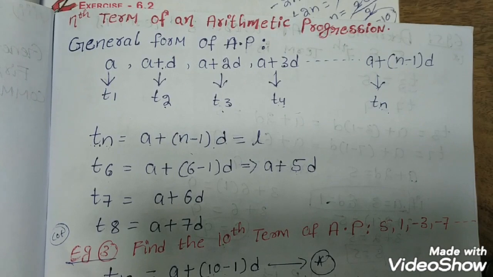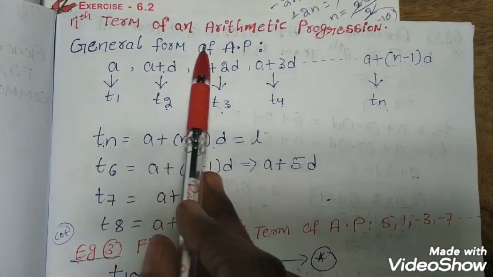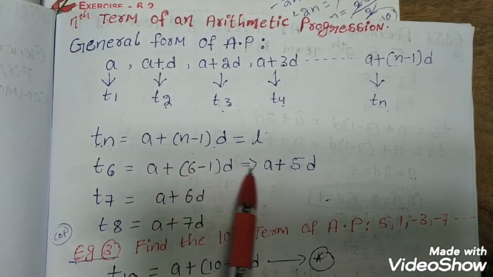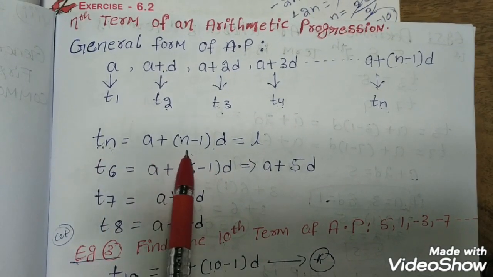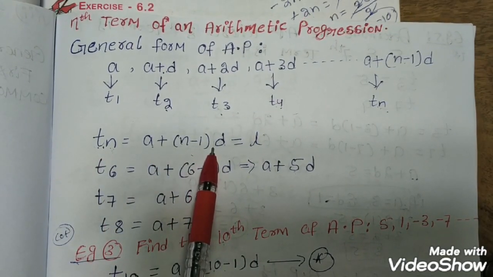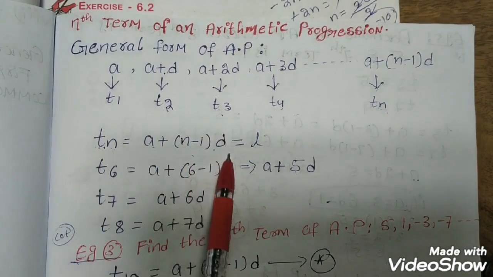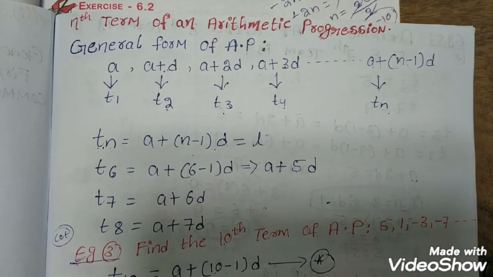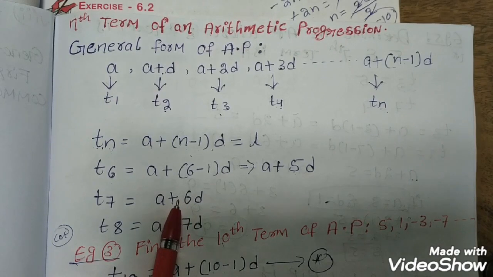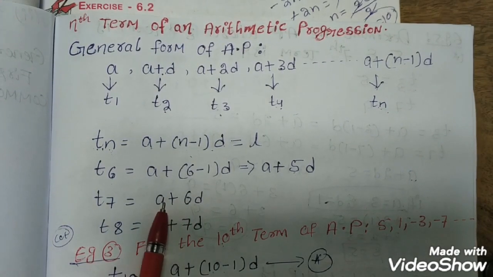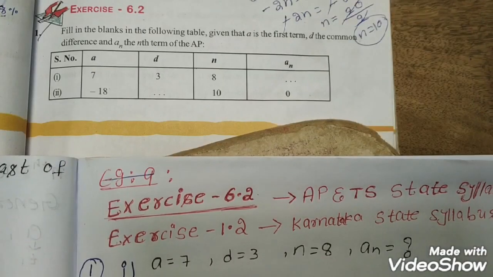Before going to start the exercise problems, see, this is nth term of an arithmetic progression, that is Tn is equal to a plus n minus 1 into d. Please don't forget this formula. This is very important. And already I discussed in the before videos. Okay? So let's start the solutions.